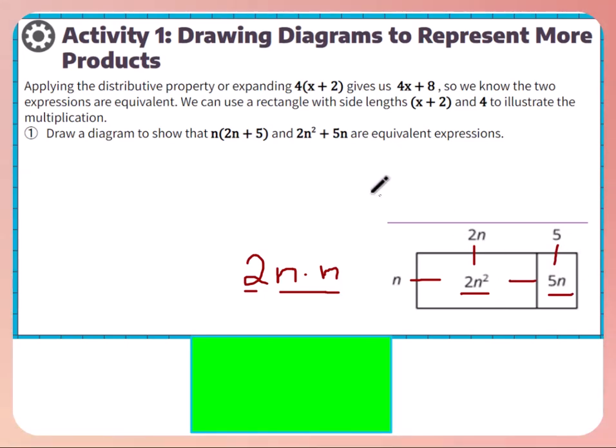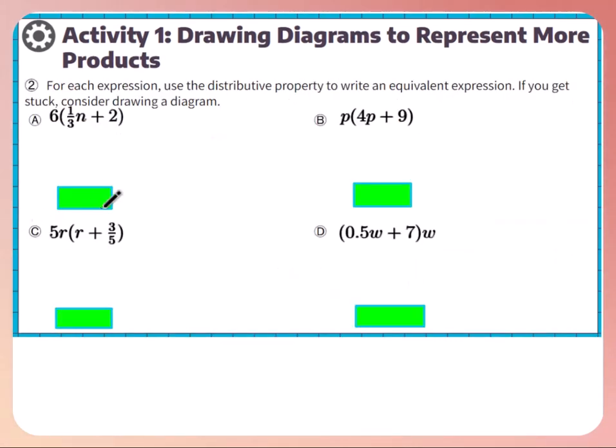So our solution when we multiply this monomial to this binomial is 2n squared plus, we're adding those terms that we get, plus 5n. We're still on page 67. Use the distributive property to write an equivalent expression. If you get stuck, consider drawing a diagram.